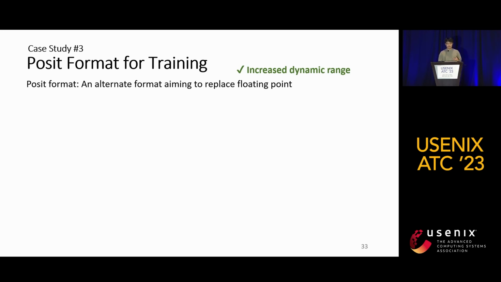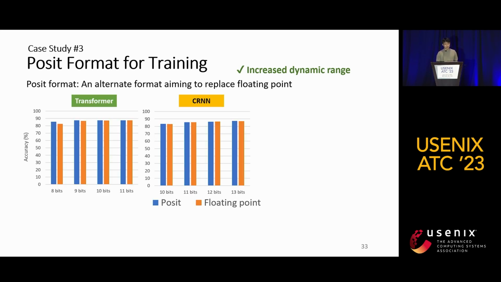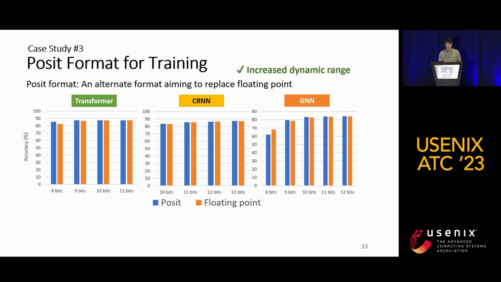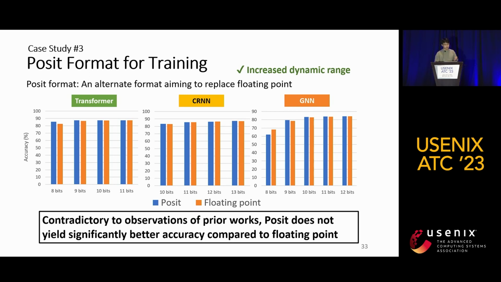We tried running different configurations to get the highest accuracy for a given total width of the data format. And we found for Transformer, CRNN, and GNN, the highest accuracy reached using POSIT and floating point are all similar. So contradictory to observations of prior works, POSIT does not yield significantly better accuracy compared to floating point.